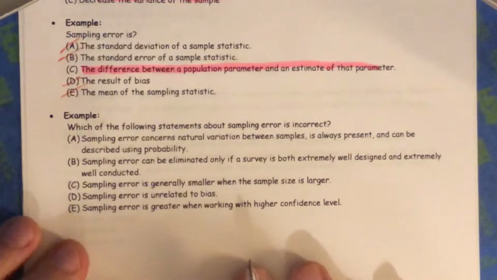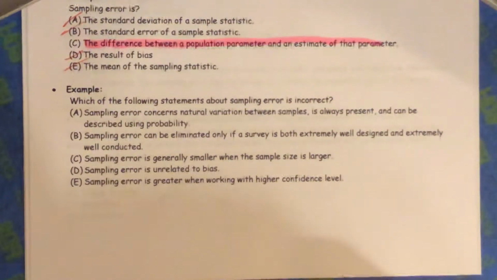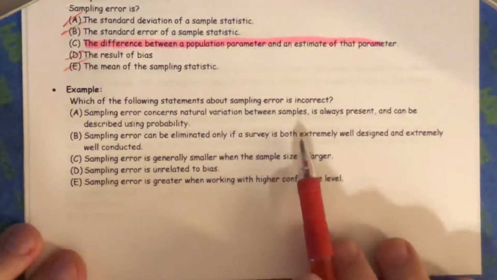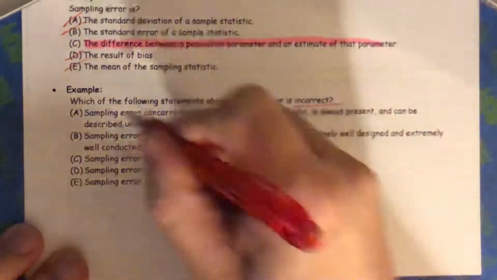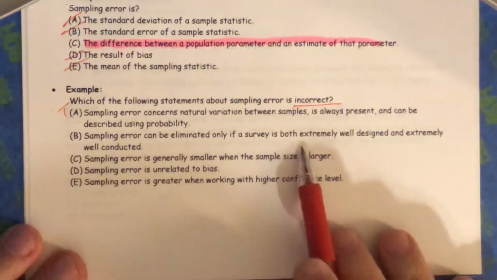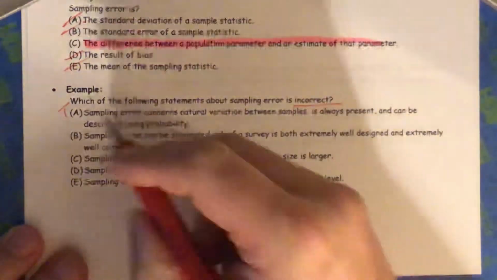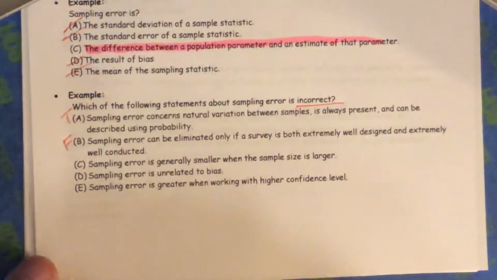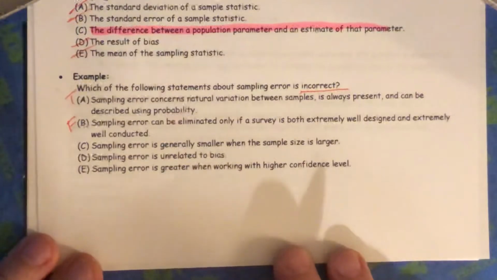Which of the following statements about sampling error is incorrect? Sampling error concerns natural variation between samples, is always present, and can be described using probability. Well, they asked for incorrect, and this is actually true. So that's not my answer. Sampling error can be eliminated only if a survey is both extremely well designed and well conducted. This is false, so this is likely to be my answer because we can't eliminate it. Sampling error is generally smaller when the sample size is larger. This is true.